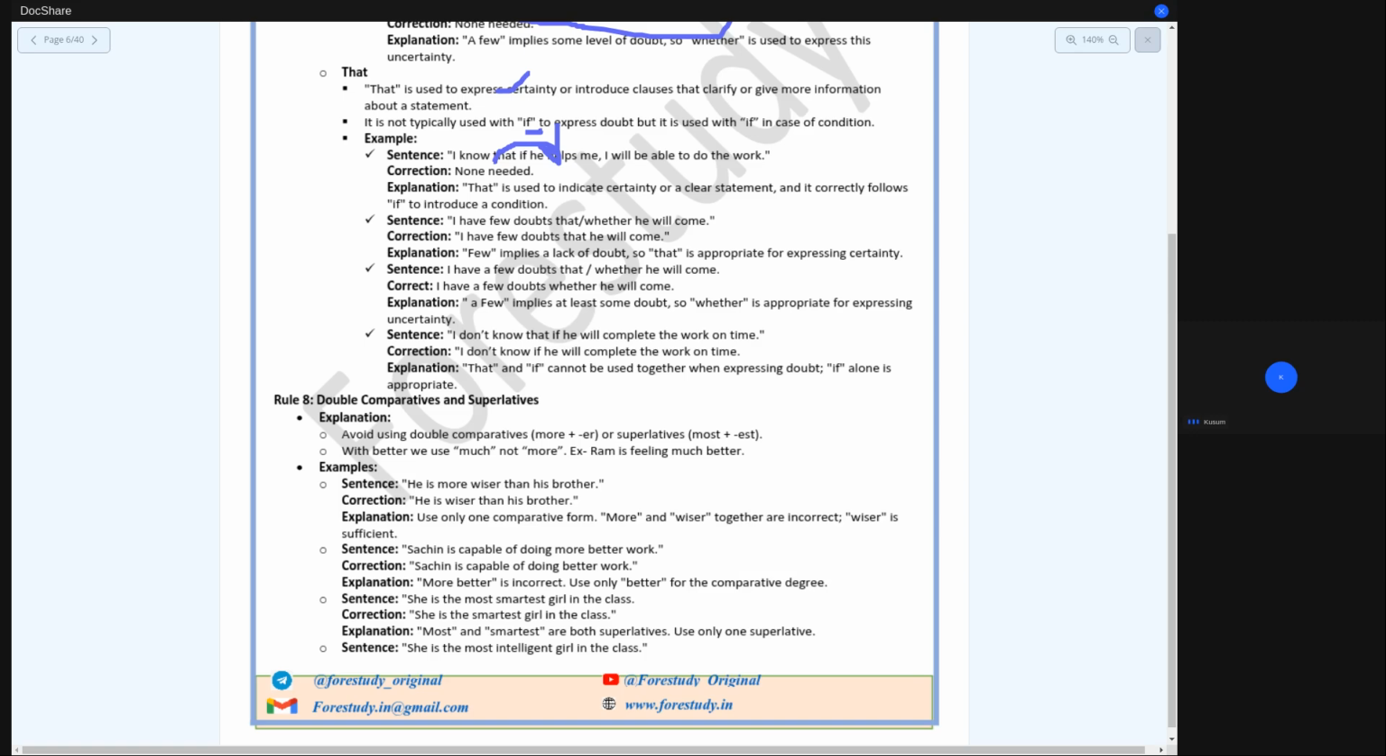You can see here, I have few doubts that he will come. Few doubts means almost no doubt. It is not "a few doubts." Few means negative, a few means less. So "few doubts" is negative, and that means "that" we are going to use for certainty. When I'm saying "I have a few doubts," a few doubts means yes, there are a few number of doubts. Some doubts are there. So whether we will use, because there is uncertainty.